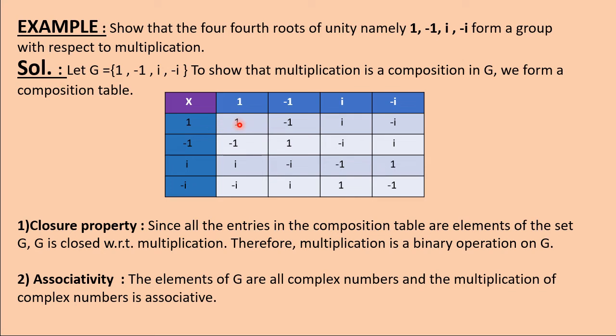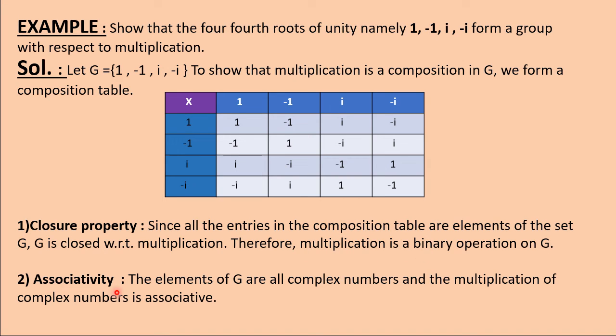Like 1 into 1 will be 1, 1 into minus 1 is minus 1, 1 into I is I, 1 into minus I is minus I. And similarly, we do it for all of it. Now, we check all the four postulates to see if they are satisfied. First one is closure property. Now we can see that all the elements which are here belong to this set G. That means there are no foreign elements present in this set. So we can say that G is closed with respect to multiplication. Therefore, multiplication is a binary operation on G.